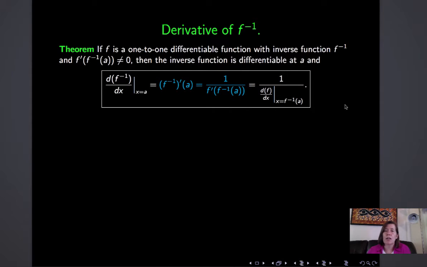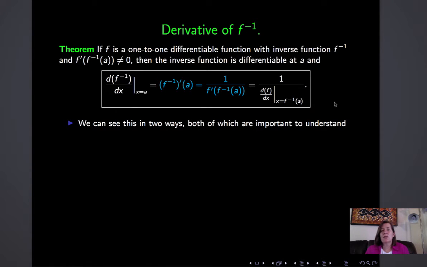Now this formula looks complicated. It's probably easier to see what it's saying with these outside descriptions of what these things are. We're saying the derivative of f inverse with respect to x, evaluated at some point a, is the reciprocal of the derivative of f with respect to x at x equals f inverse of a.